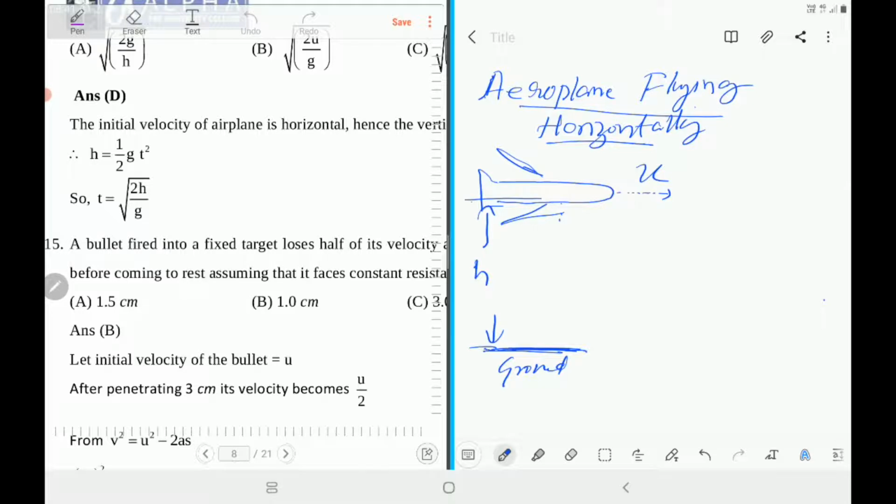So it has two directions of motion. One is horizontal motion. There is the ground, and parallel to that it's moving horizontally, in the same direction. Now let's suppose a food packet or a bomb has been released. Let's say a bomb. What is the height of the object? h. Now the bomb starts falling down.